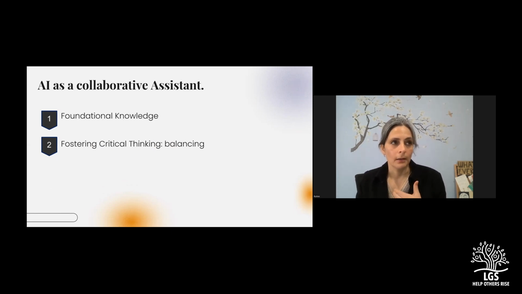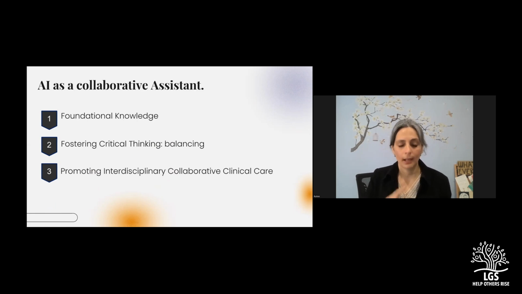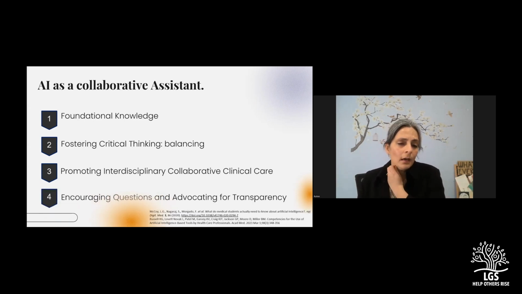We're not just handing off something to a bot, but we want to make sure that we are right there with them. It's really important to facilitate that collaboration between healthcare professionals, between the AI developers, between companies that are creating all of these data sets, between ethicists, right? So that we know that we're on the right track and there is some kind of balance and overseeing of this whole aspect. And then encouraging questions and advocating for transparency.